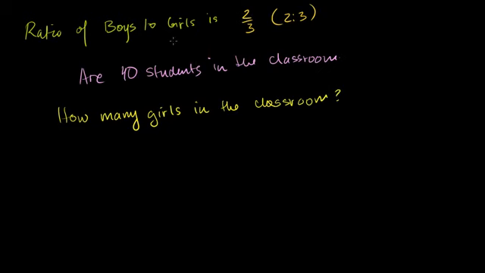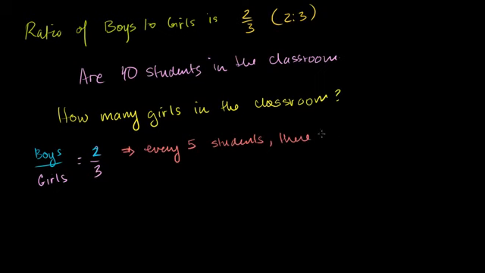So let's think about it this way. The ratio of boys to girls is equal to 2 to 3. So this says for every 3 girls, there's 2 boys. For every 2 boys, there's 3 girls. But what does it also say? It also says for every 5 students, there are 2 boys and 3 girls.